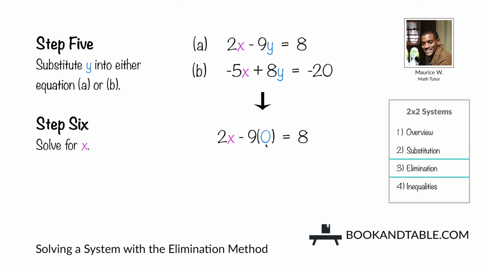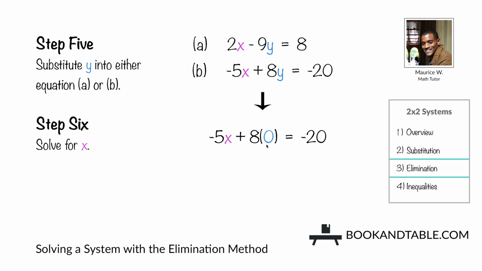2x minus 9 times 0 would be 2x minus 0 is equal to 8. So 2x is equal to 8. We divide both sides by 2, and we get x is equal to 8 divided by 2, which is 4. If you were to plug in y is equal to 0 into equation B instead, you would get x is equal to 4 also. So negative 5x plus 8 times 0 is equal to negative 20.